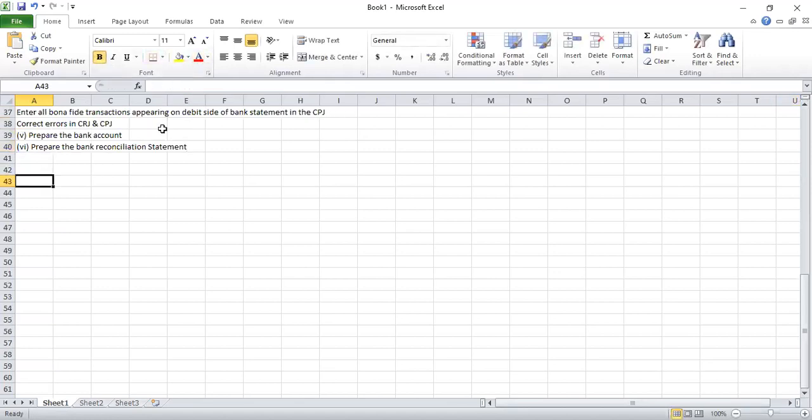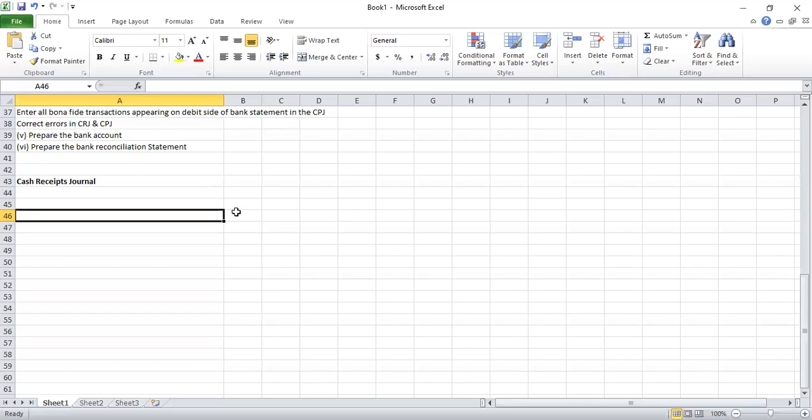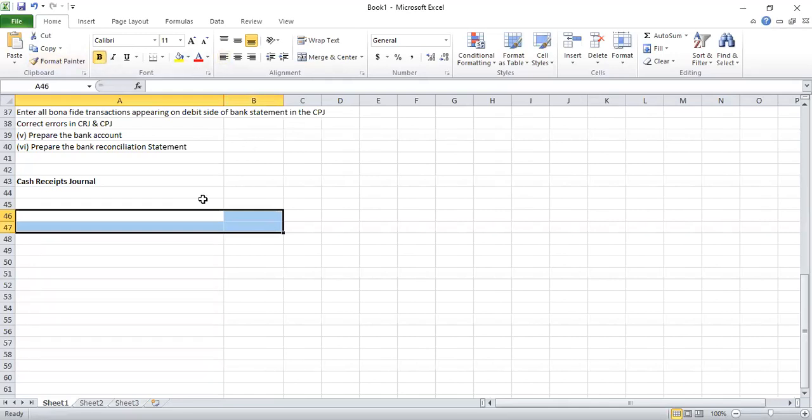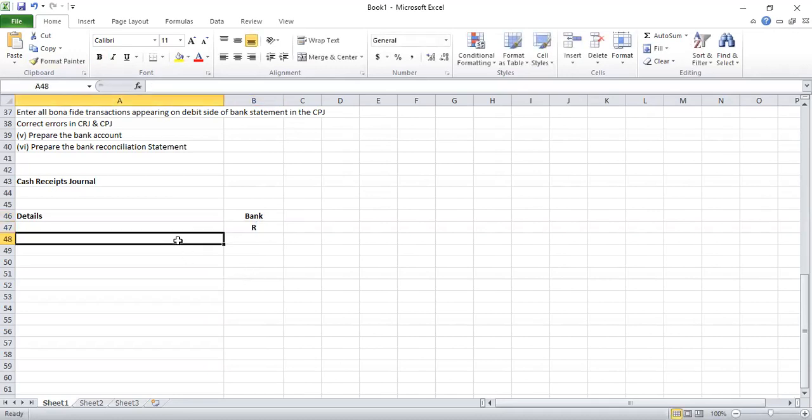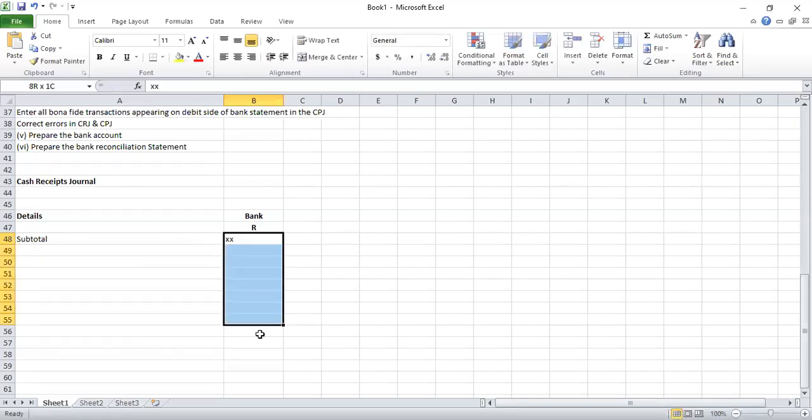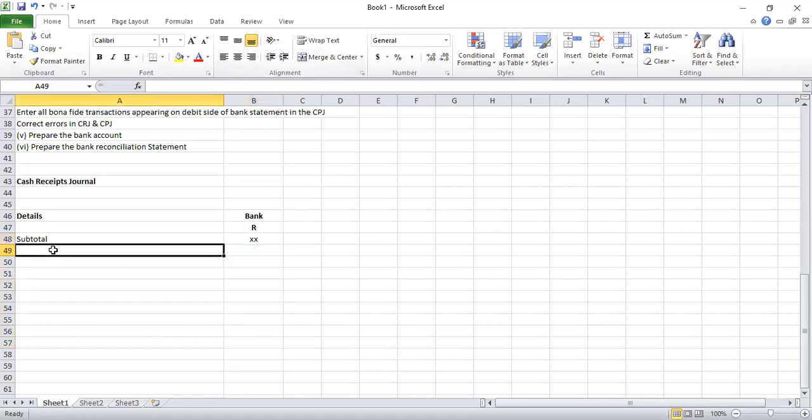Right. In our cash receipts journal, normally, when we do the bank reconciliations, we only have 2 columns. We normally use just 2 columns. Right. We normally use our details. Then bank. Right. We start with our subtotal. Subtotal is the total that was there already in the cash receipts journal before the reconciliation. Then we enter the following in our bank reconciliation. Right. We enter direct debits. Direct deposits.